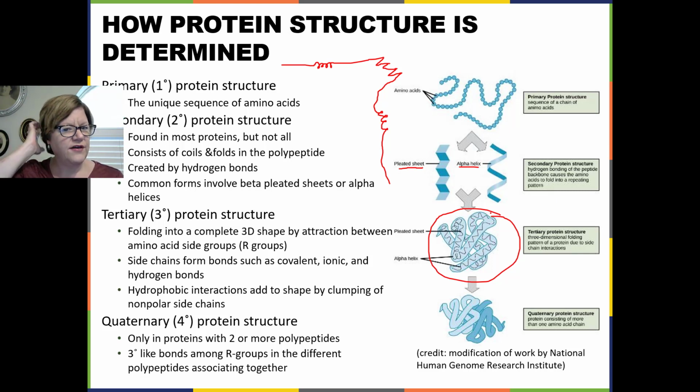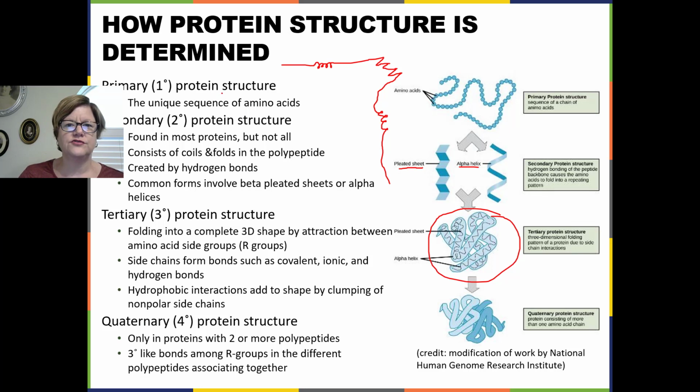Quaternary is when you have more than one chain that sticks together. Remember I told you sometimes you have more than one polypeptide that wraps around each other. That's called quaternary. Not all proteins have to do that, but a lot of them do. So you need to memorize the definitions, just roughly speaking, the definitions of each of these, okay?